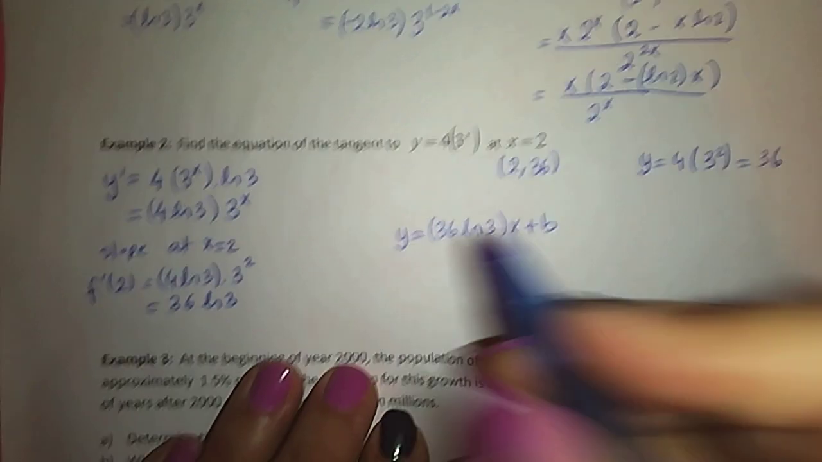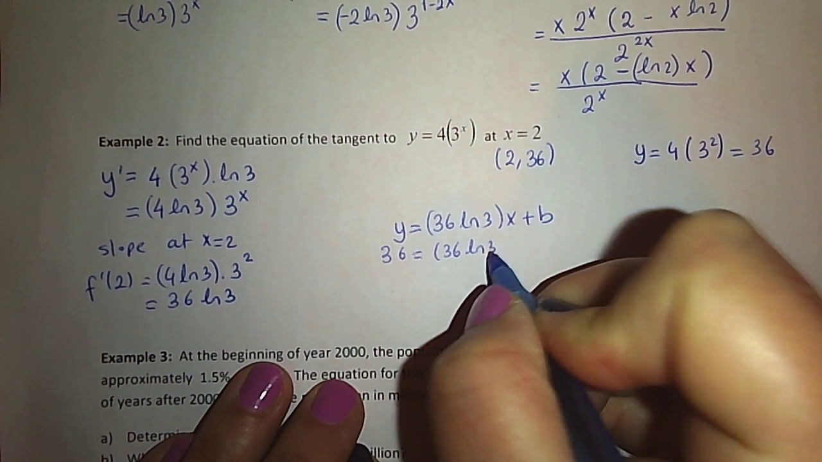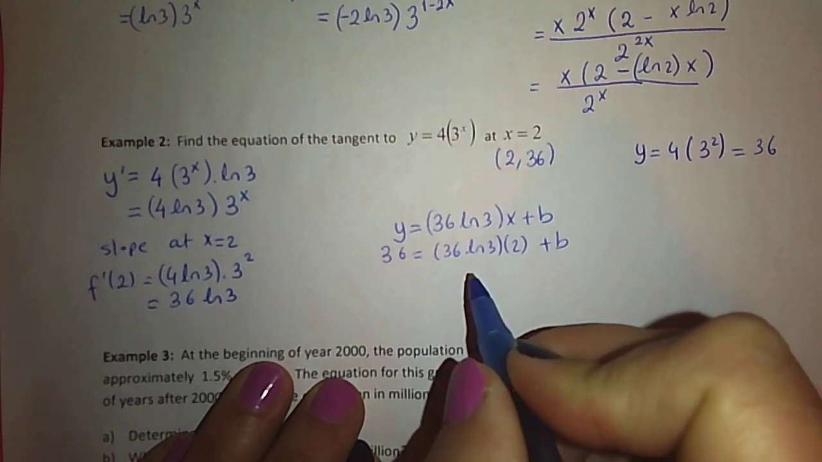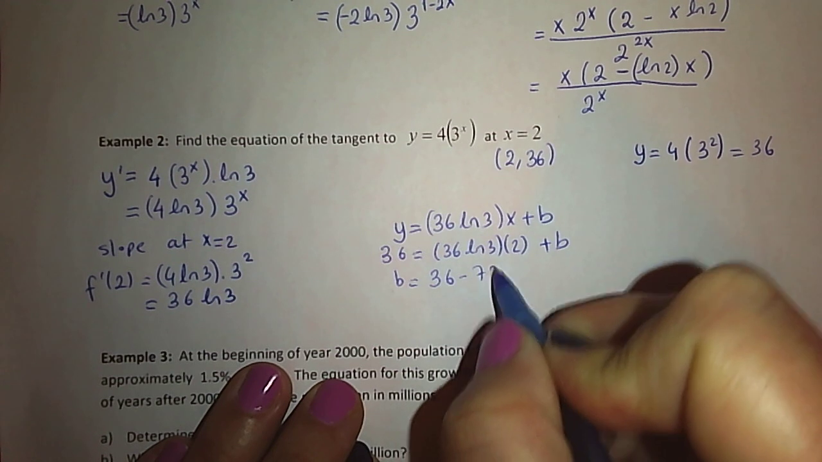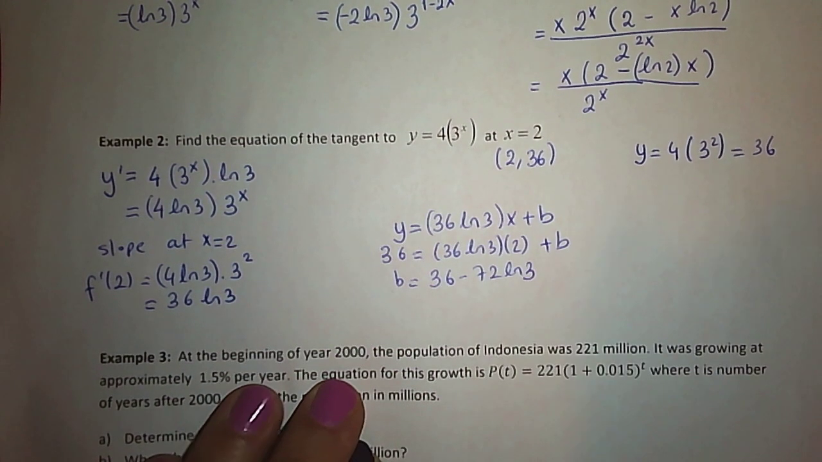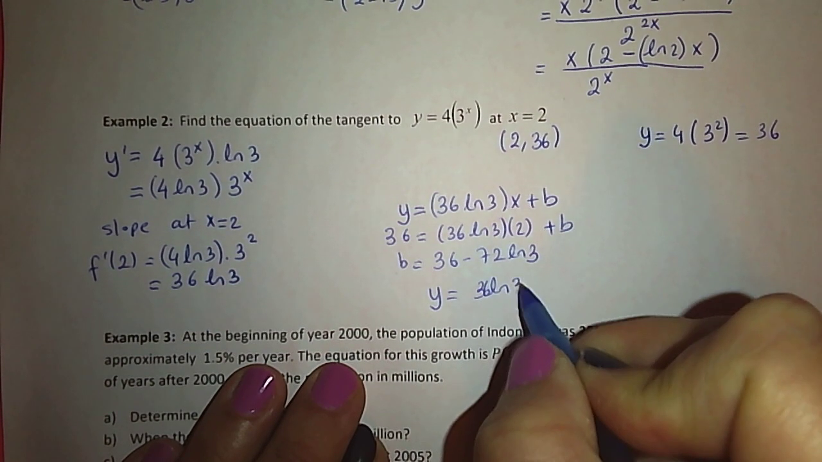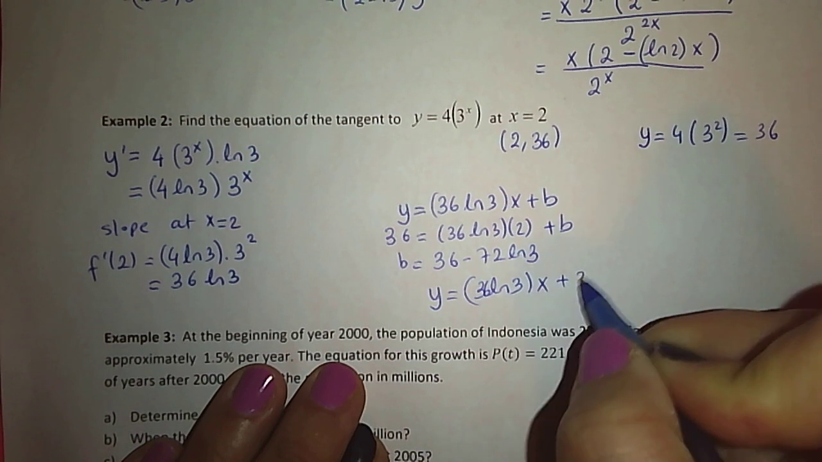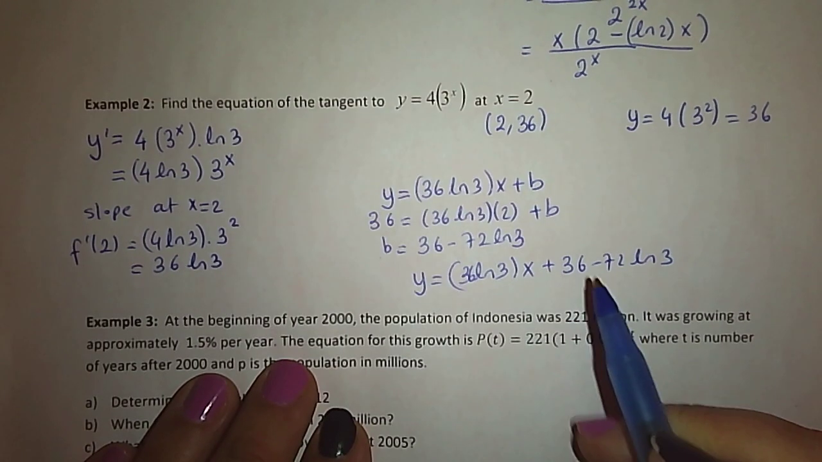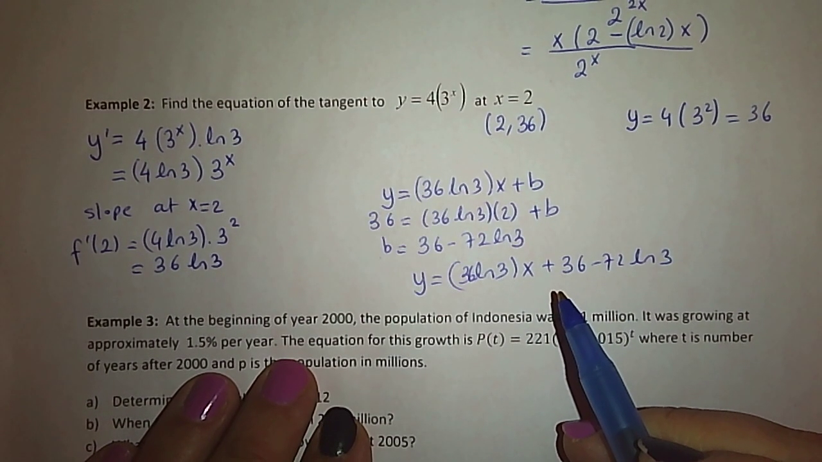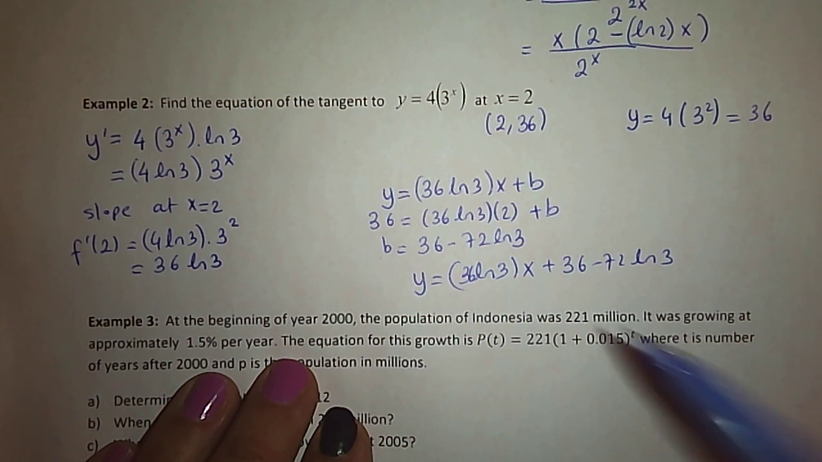Now we can sub this point in here to calculate b. So 36 equals 36 ln 3 times 2 plus b. So basically for b you get 36 minus 72 ln 3. So if you write the equation then, we get 36 ln 3 x, and b is 36 minus 72 ln 3. We are just going to leave the answer like this. Most of the time we just need the exact values, so this is the equation written with the exact values.